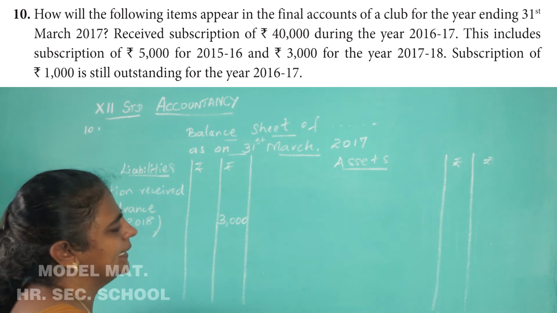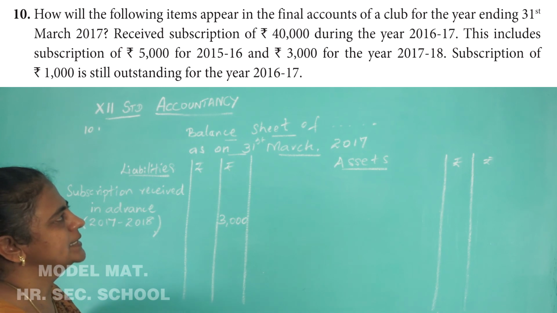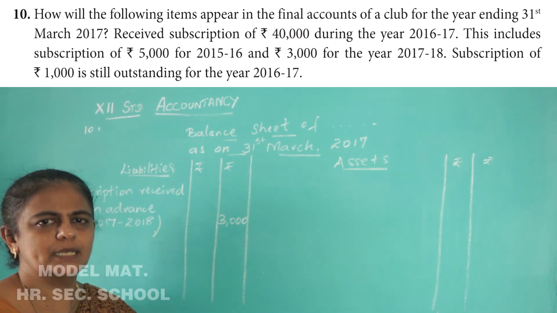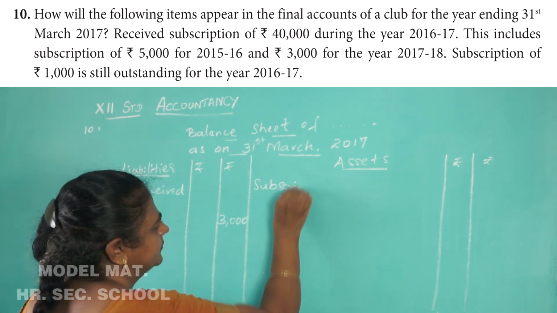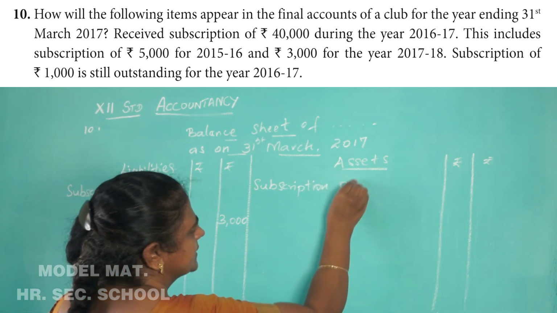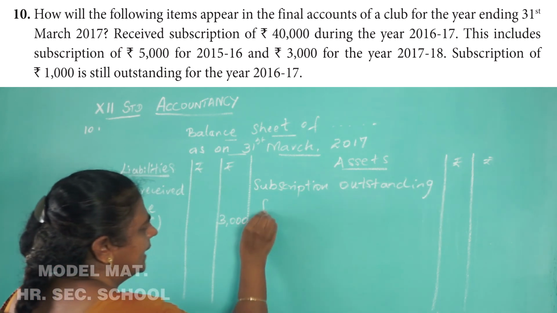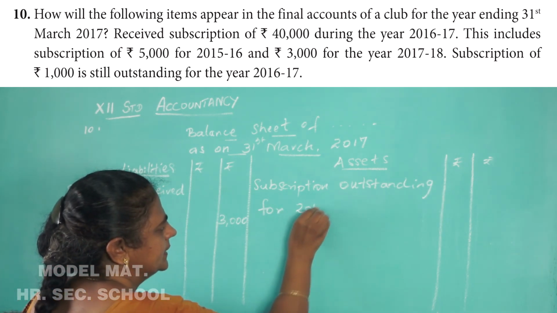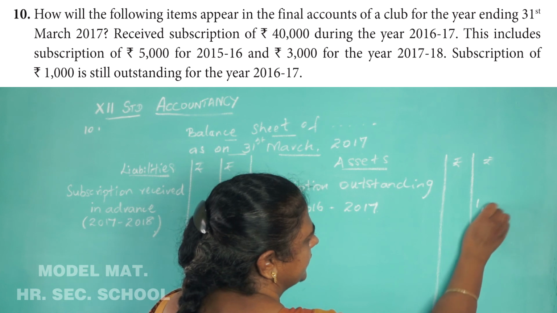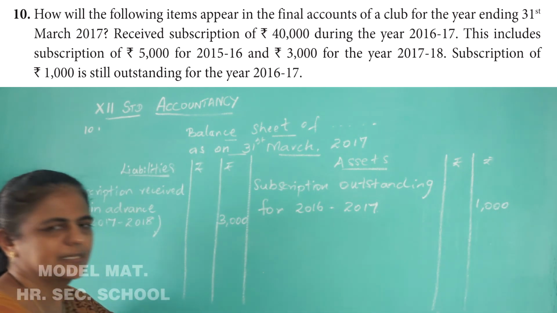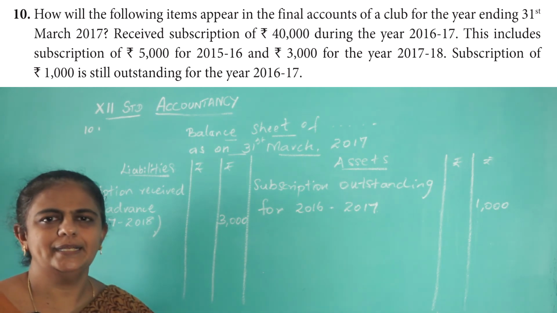Then what is outstanding for the current year? See the question, subscription for 16-17, that is the current year, outstanding is how much? 1,000 rupees. That you write here. Subscription, it's an income, it is outstanding, we have not yet received. Subscription outstanding for 2016-17, that is the current year, 1,000 rupees. Is it clear? So these are the items that should be entered in the balance sheet. Hope you understood, children. Thank you.